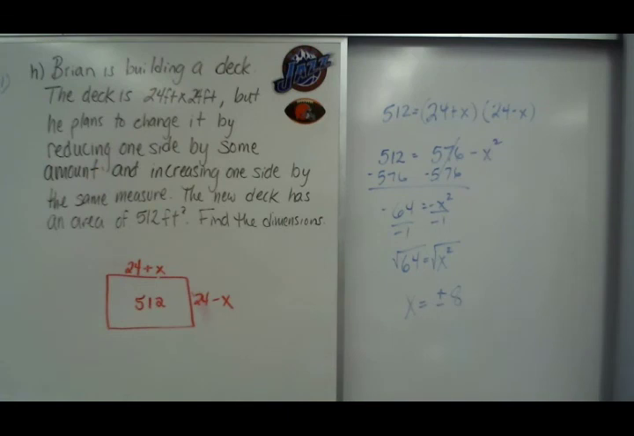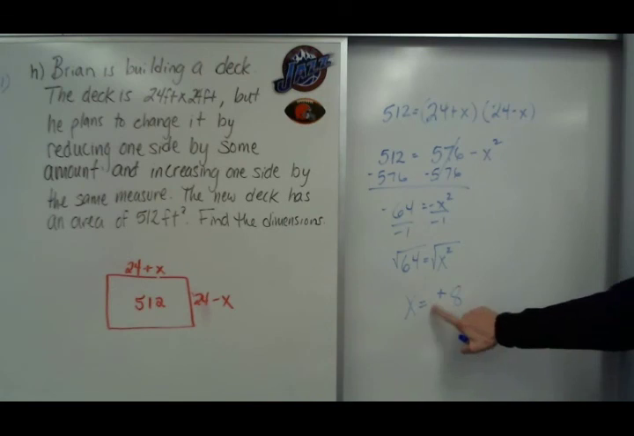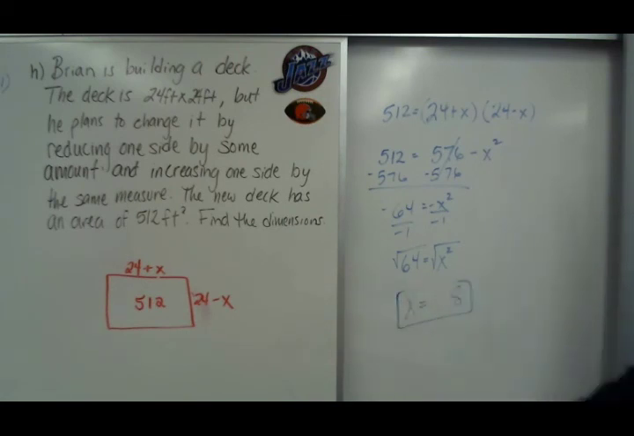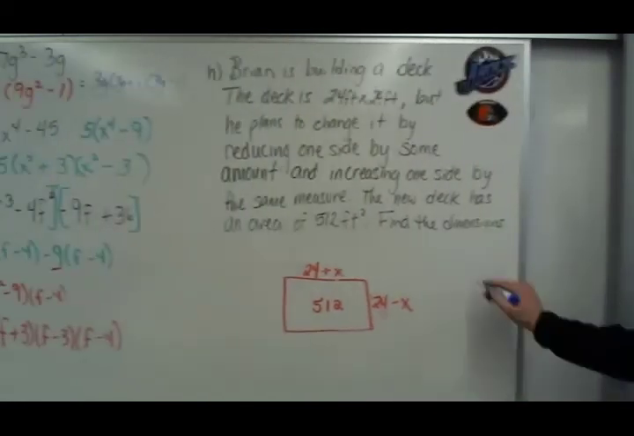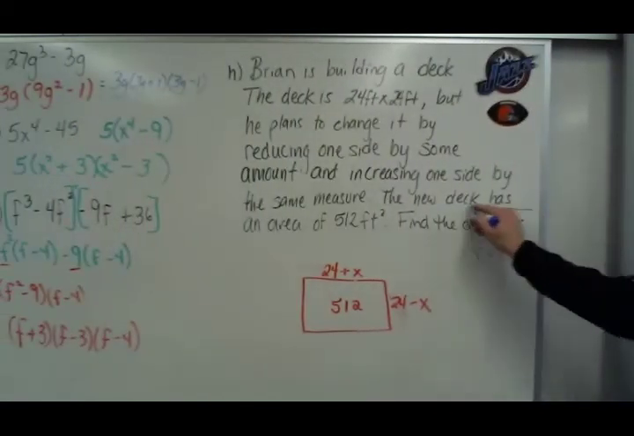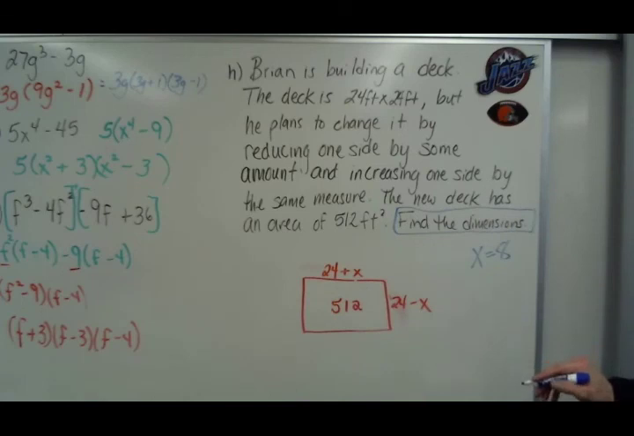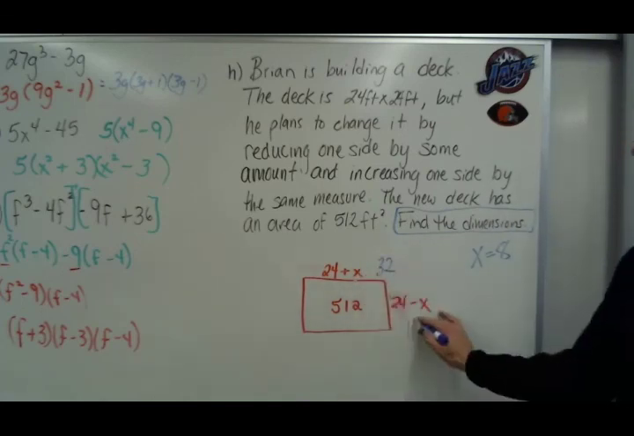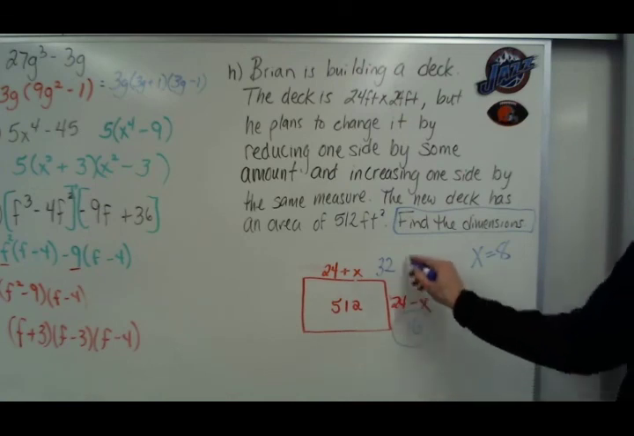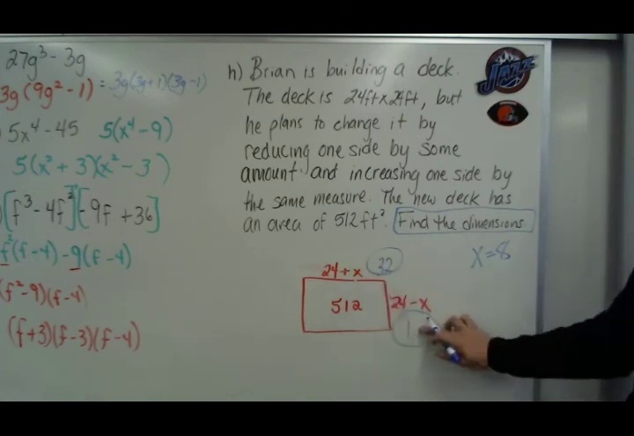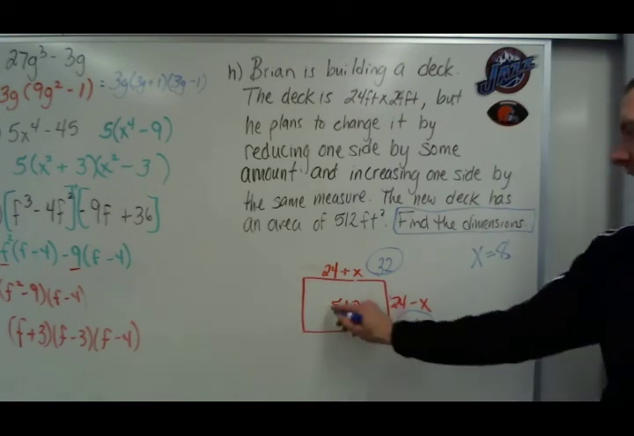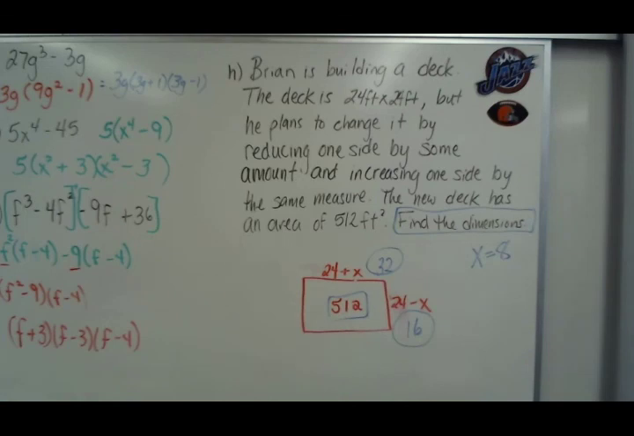Well, think about what these are. These represent the sides of a figure. You're not allowed to have a negative side measure, so the value there is going to be 8. Now you go back to the question. We decided that x is 8, but that's not the answer. The question asks you to find the dimensions. So you take 24 plus 8, that's 32. Take 24 minus 8, that gives you 16. If you multiply those two things together, you will end up with 512, and you could check that, and there's your final answer.